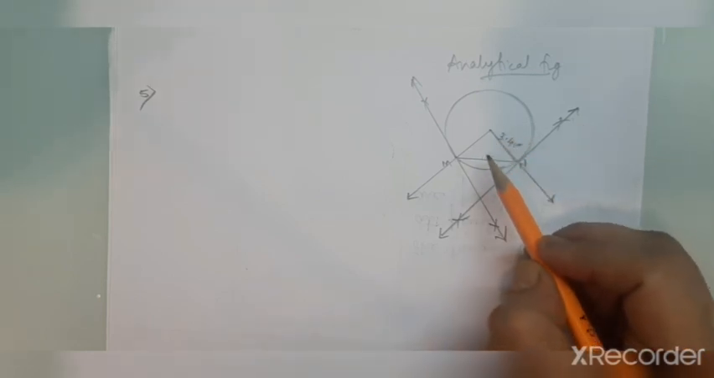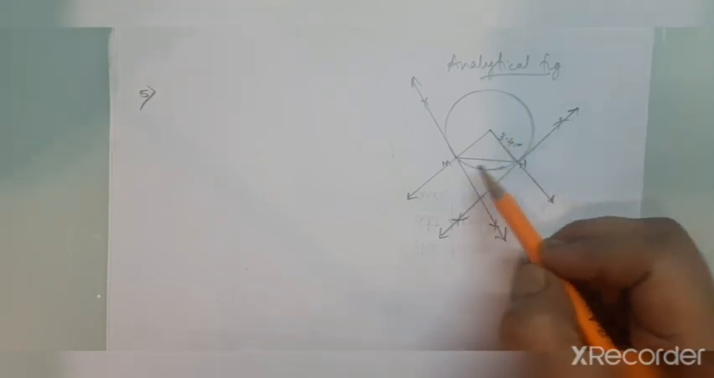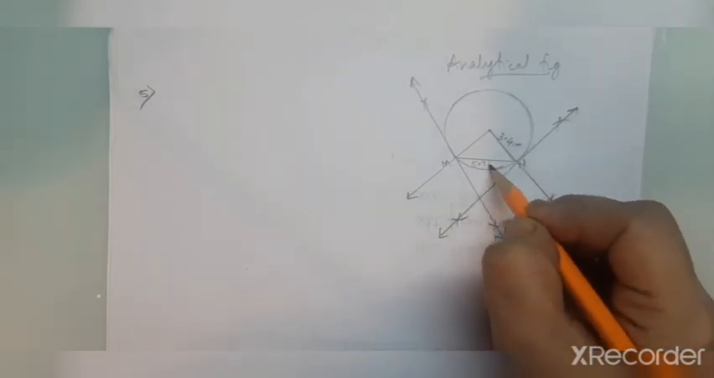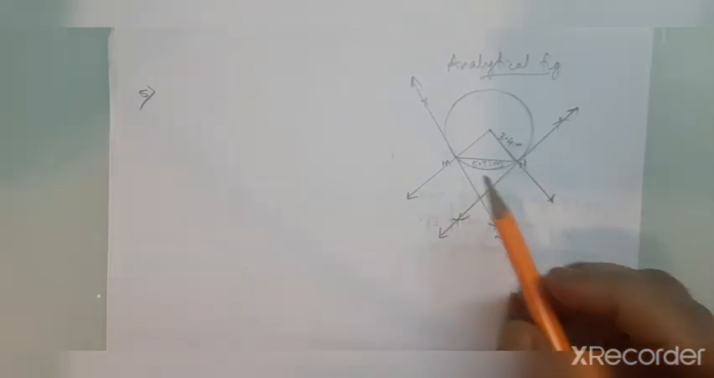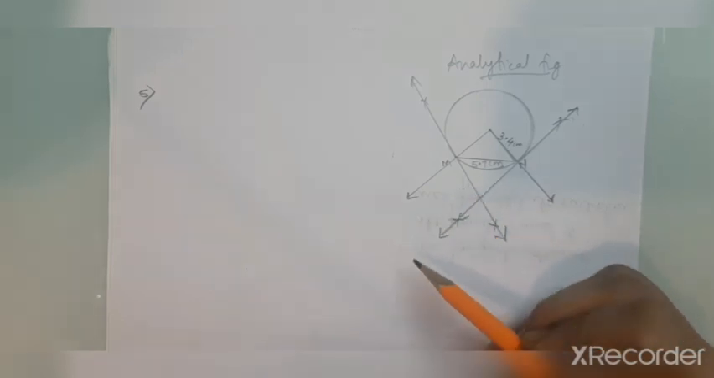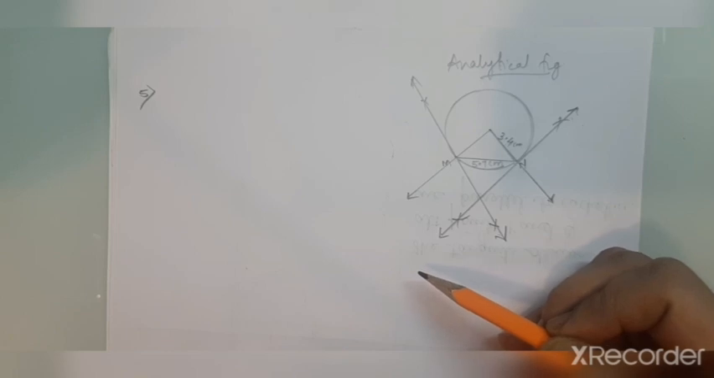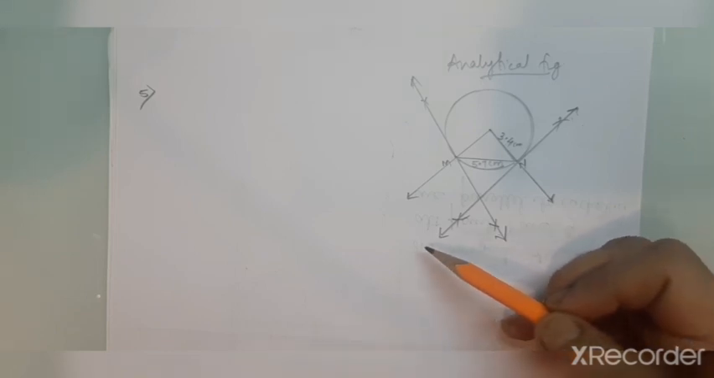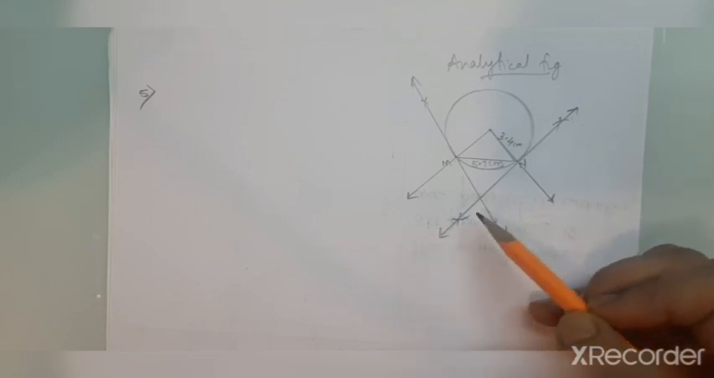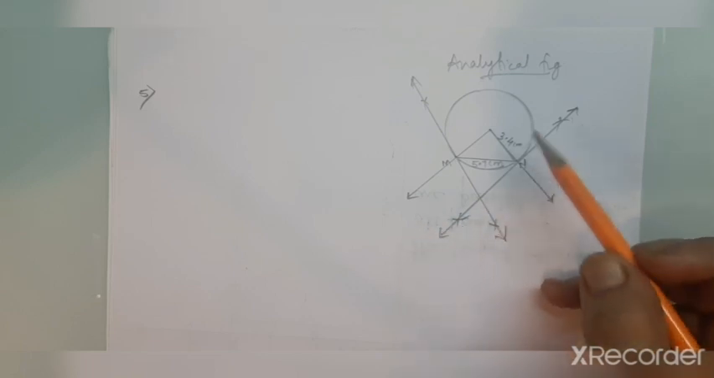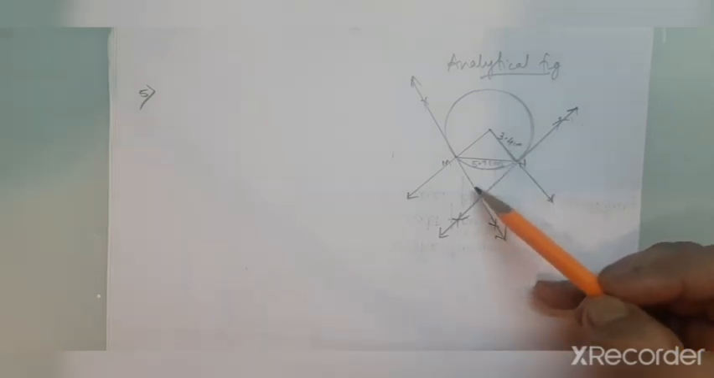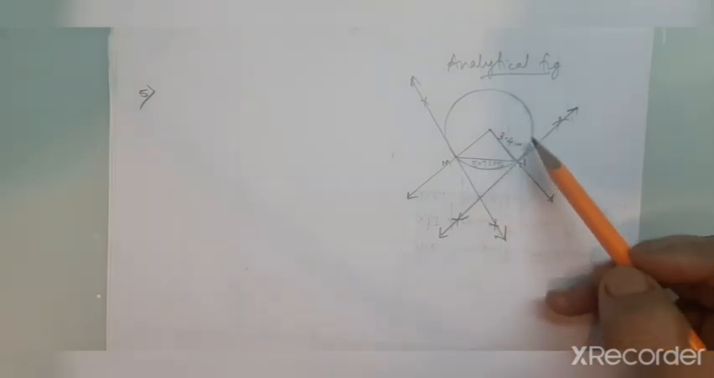Now they have said that there is a chord MN which is of length 5.7 centimeter. Now this is exactly like the fourth sum. Only the difference is that in the fourth sum, the length of the chord given was equal to the diameter, and therefore we drew the diameter over there. But here it is not the case. Here 5.7 is less than the diameter, so it can be placed anywhere on the circle.